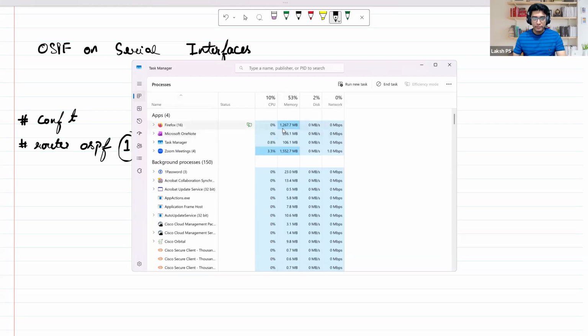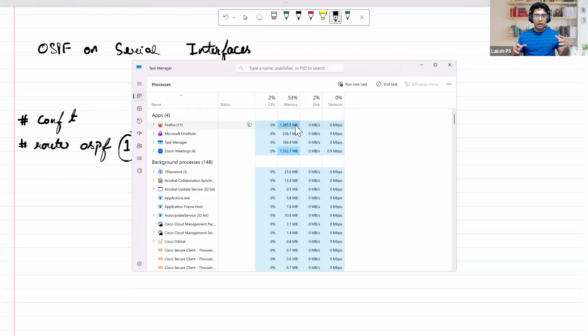Out of that, these many MBs of RAM are being utilized by Firefox. What is happening? It is basically telling us that out of this 53% of memory being utilized, 1285 MB of memory is utilized by Firefox.